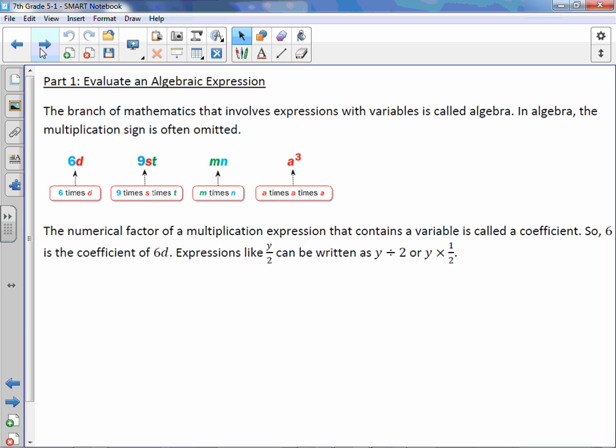The branch of mathematics that involves expressions with variables is called algebra. In algebra, the multiplication sign is often omitted. For example, 6d really means 6 times d. 9st is 9 times s times t. mn is really m times n. And a to the third power, if we expand it out, remember, it means a times a times a.